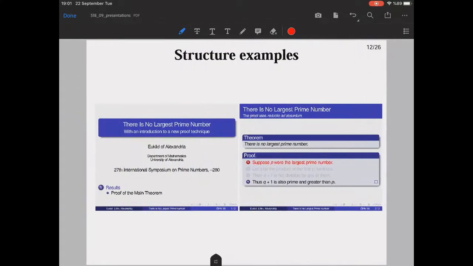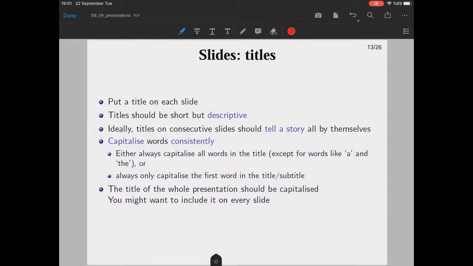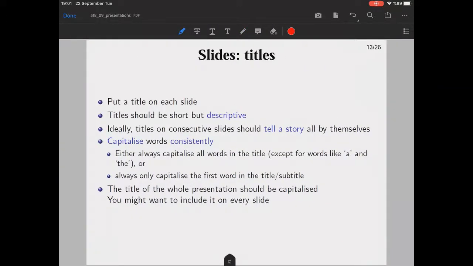The titles here are also important, because each slide title summarizes what has been explained on that slide. You should put a title on each slide, unless in very, very rare occurrences. It's a very rare situation. Titles should be short but descriptive. Ideally, titles on consecutive slides should tell a story all by themselves, like they should follow each other.